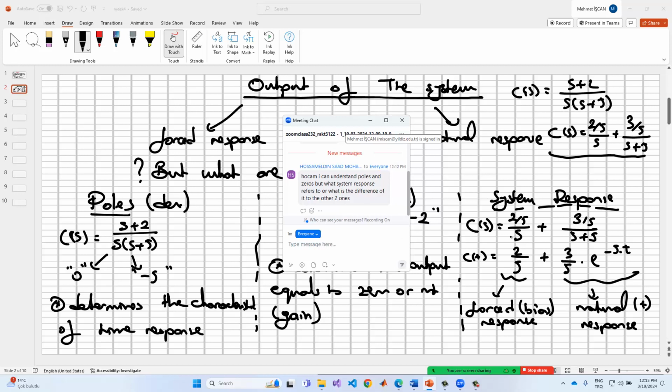But if we have any bias term in here, just like this one, we have a forced response. And the other things are dependent on time, and so this is the natural response.